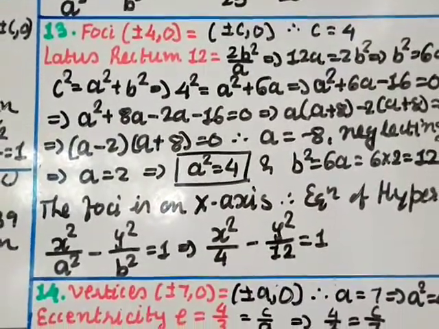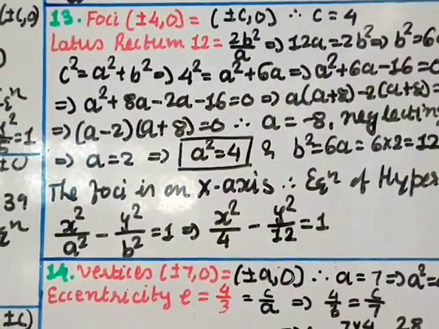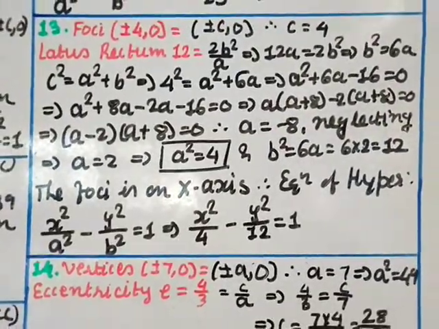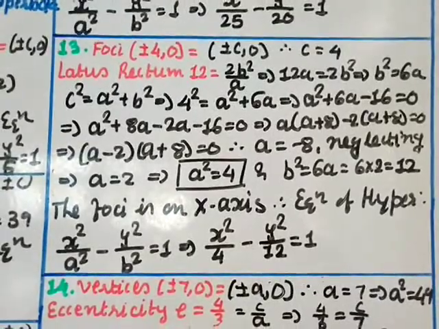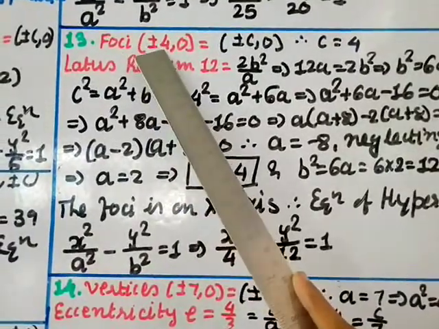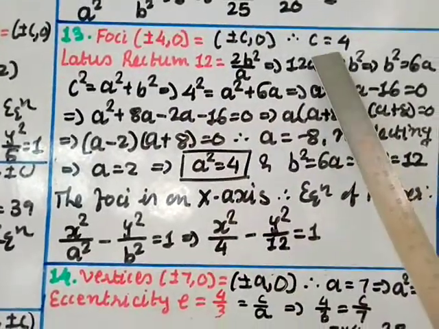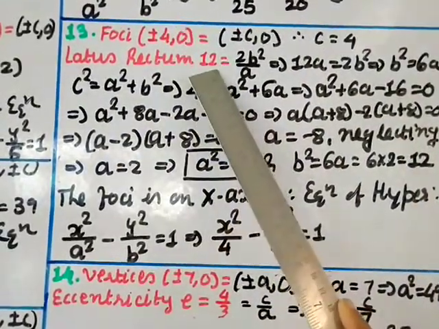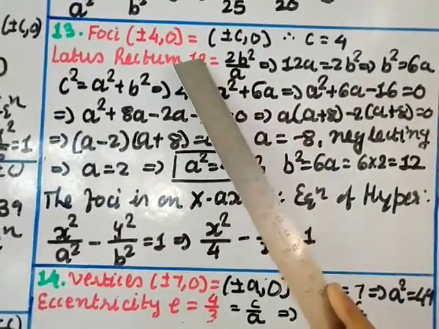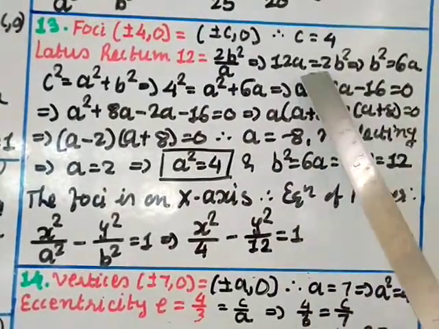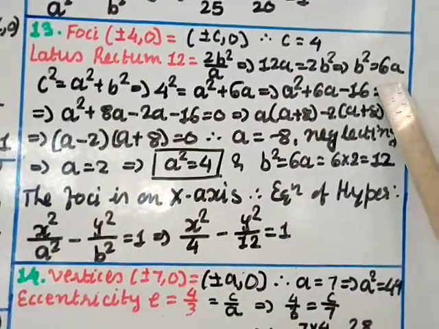Question number 13. Foci plus or minus 4, 0 and length of the latus rectum is 12. Now here y coordinate is 0, that means the foci are on the x-axis, okay, and the coordinates of foci are plus or minus c, 0, that means c value is 4. Length of the latus rectum given to us is 12, and by formula it is 2b square by a. Transfer over here, so 12a equal to 2b square. Transfer 2 here and cut 12 by 2, so you get b square equal to 6a.